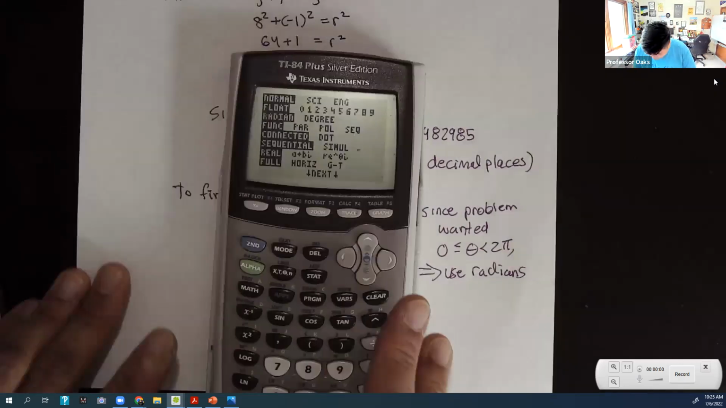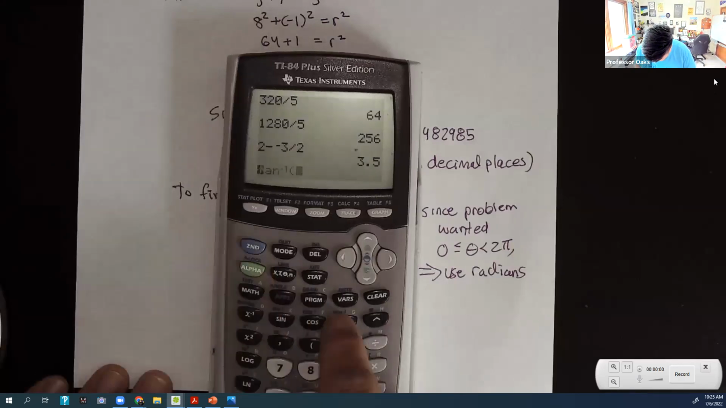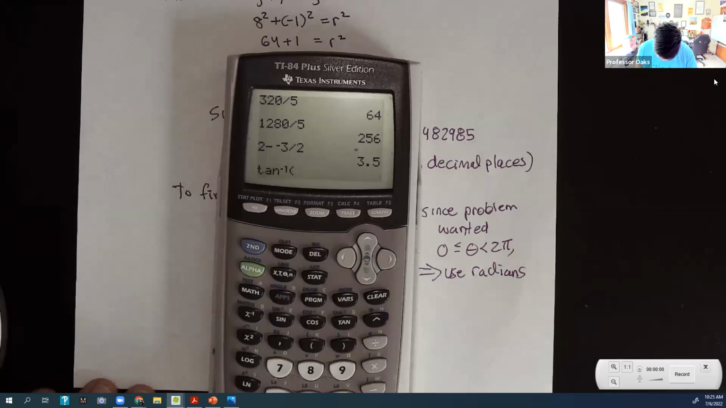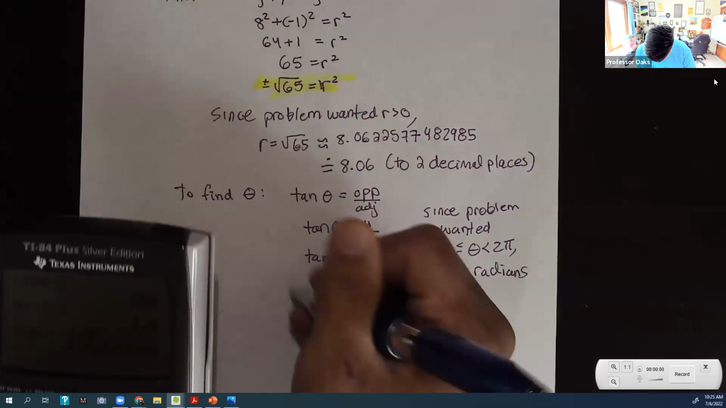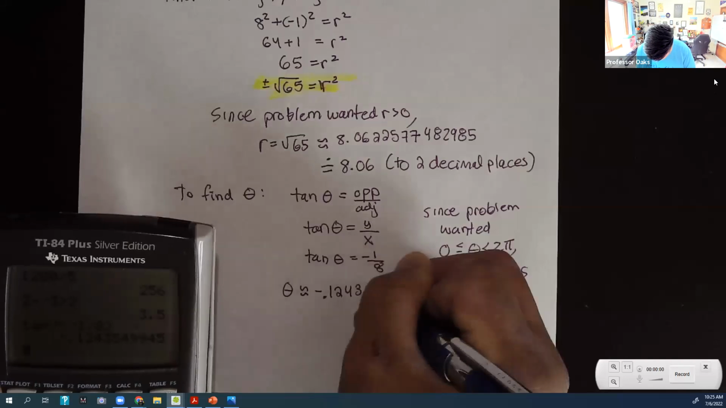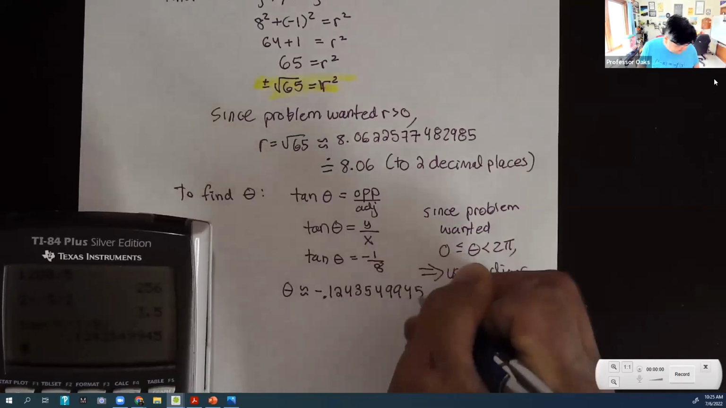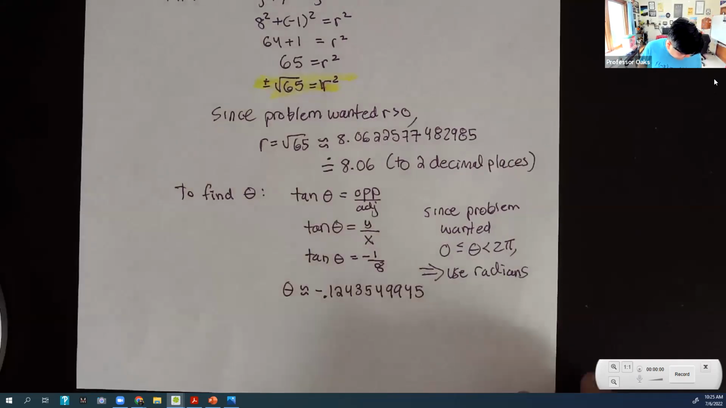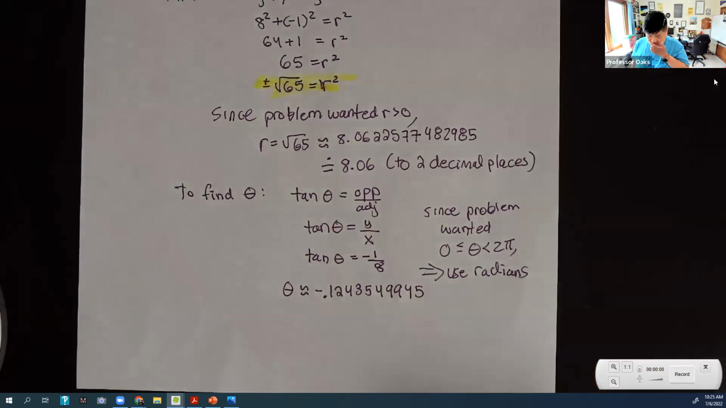So if I do that, in radian mode, second tangent inverse of the -1/8, then theta is approximately -0.12435499945. But because they wanted it to be between 0 and 2 pi, then you need to add 2 pi to it because you don't want it to be negative.